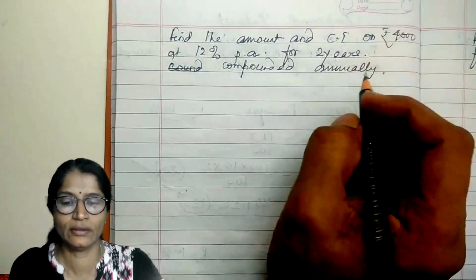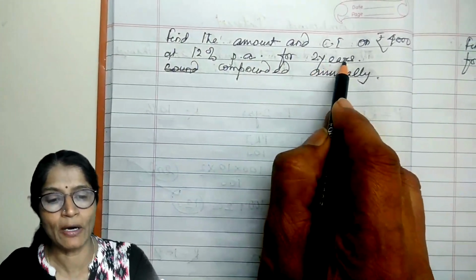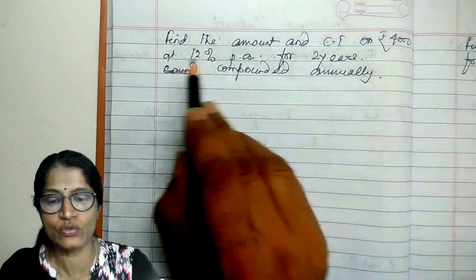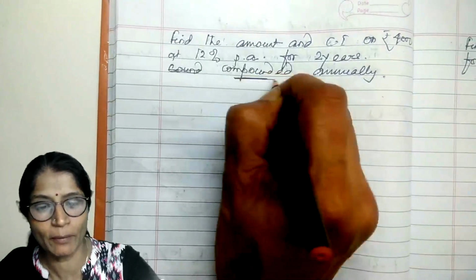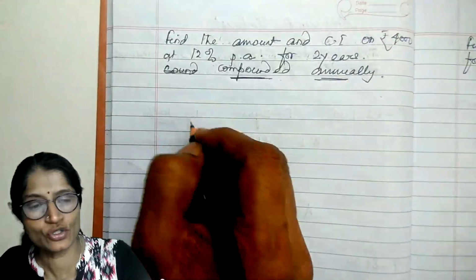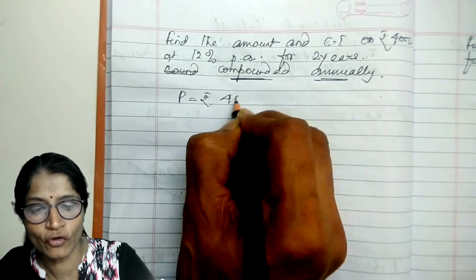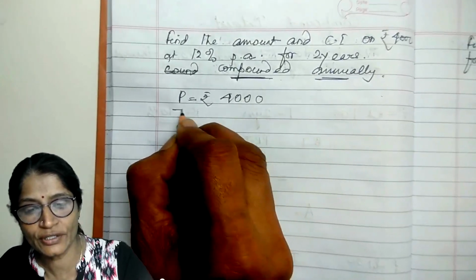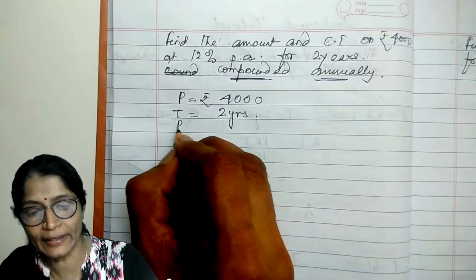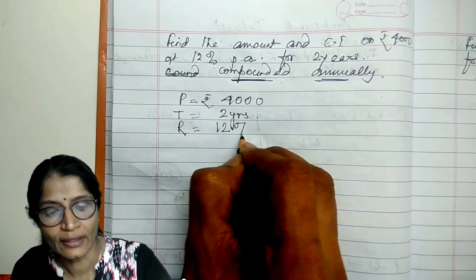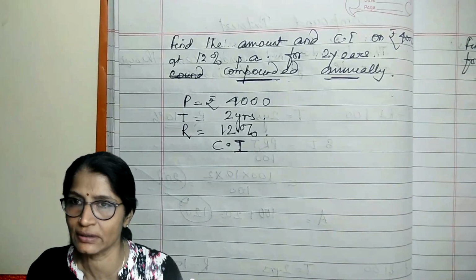So let us, when I explain a few sums, find the amount and compound interest on rupees 4,000 at 12% per annum for 2 years compounded annually. Here compounded annually. So first you jot down what is given: principal is given to you rupees 4,000. Time is equal to 2 years. Okay. And rate of interest is 12%. And what do you want? That compound interest, CI, not the simple interest, compound interest. Okay.